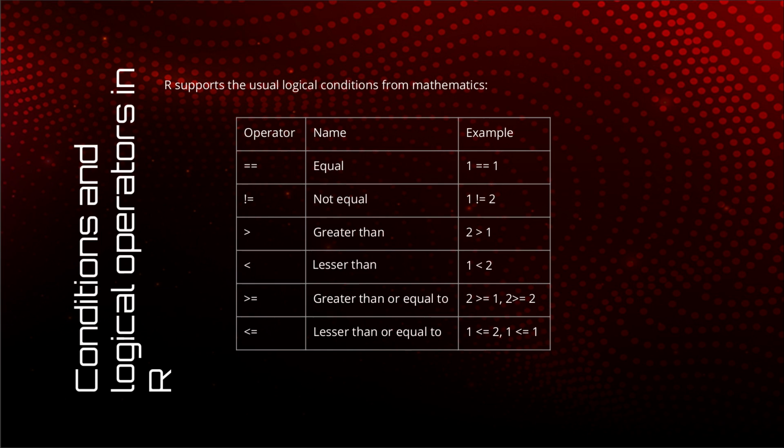Equal to, where you can compare two quantities for equality. Not equal to, where you can check whether both of them are unequal. Then greater than, whether A is greater than B. Lesser than, whether A is lesser than B. Greater than or equal to, A greater than or equal to B. And lastly, lesser than or equal to, A lesser than or equal to B.